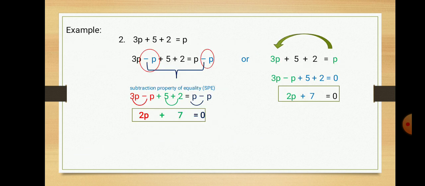Example number 2. 3p plus 5 plus 2 equals p. By applying the subtraction property of equality, we subtract p from both sides of the equation, and it will become 3p minus p plus 5 plus 2 equals p minus p. So we can now simplify. 3p minus p is 2p. 5 plus 2 is 7. p minus p is 0. So the final answer is 2p plus 7 equals 0.